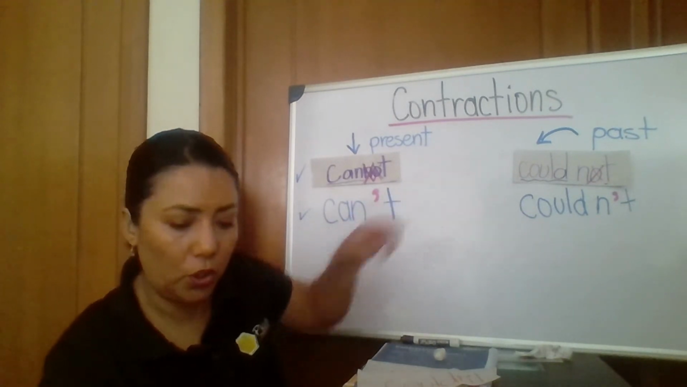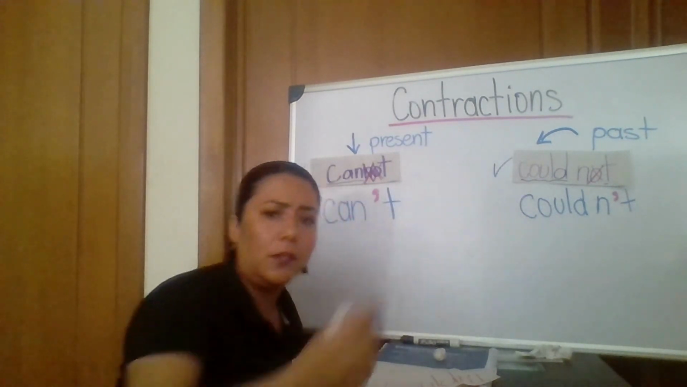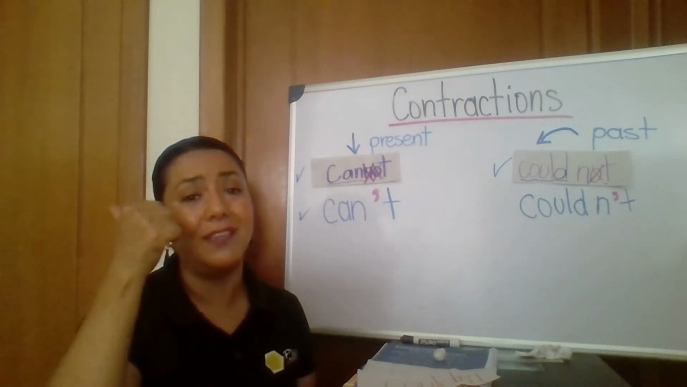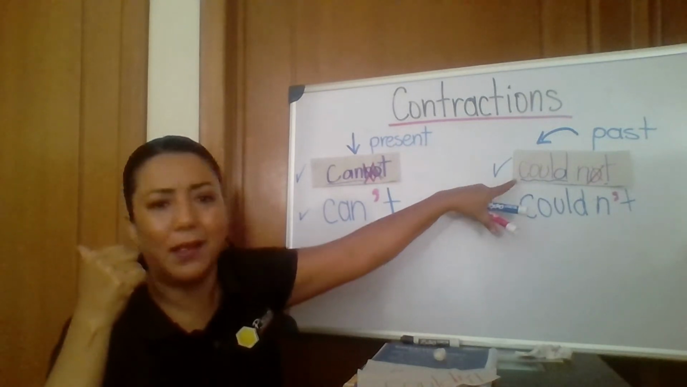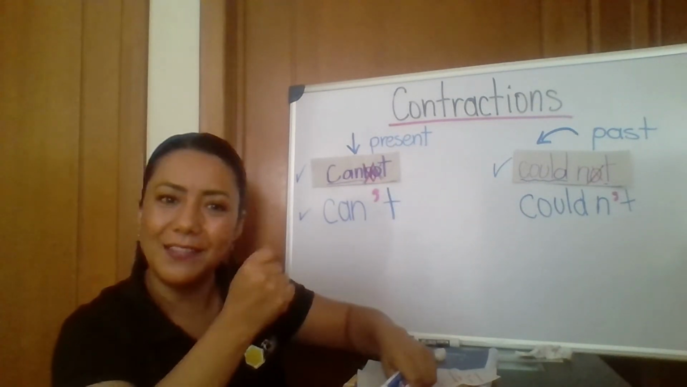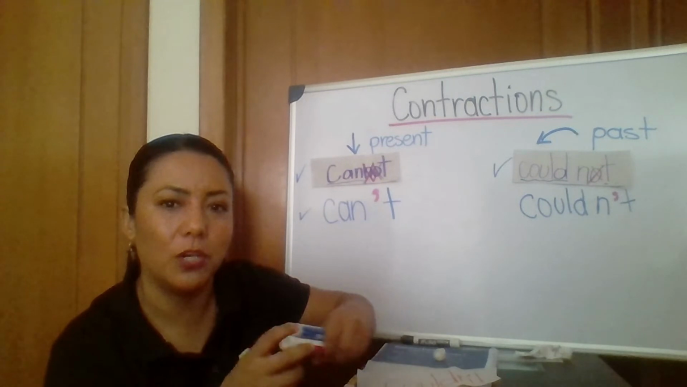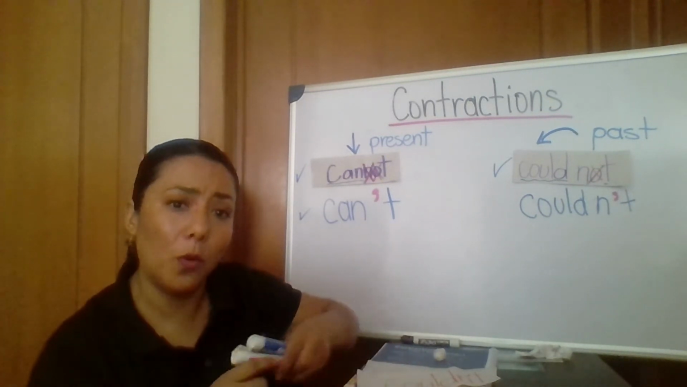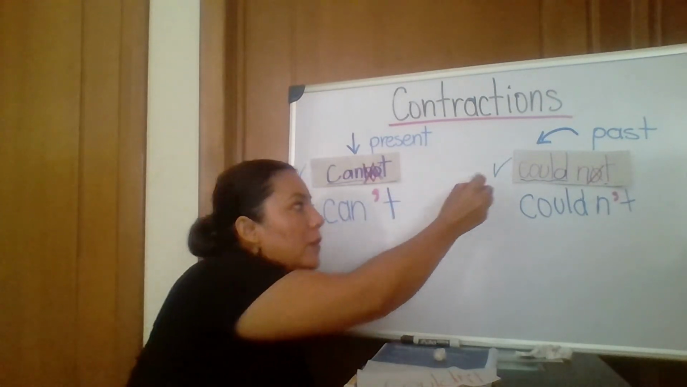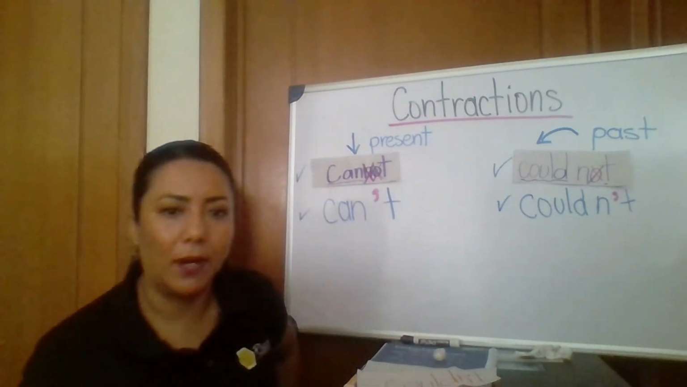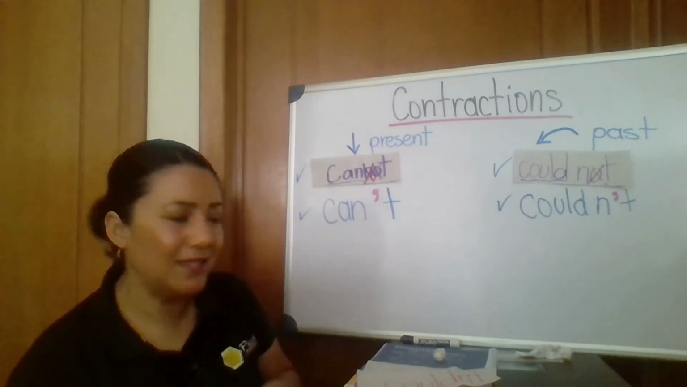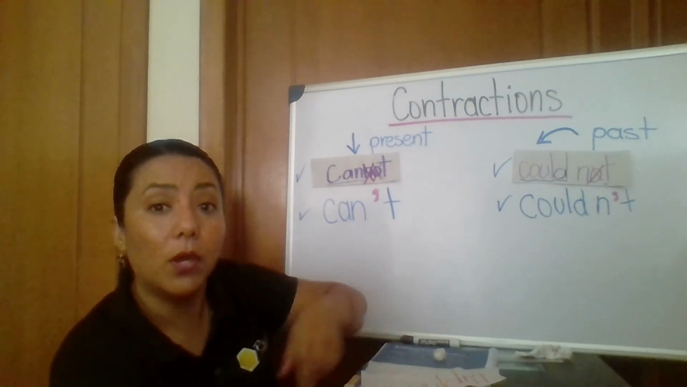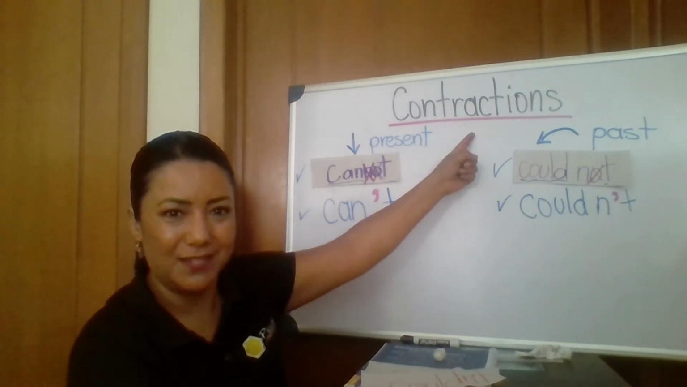Is this correct to use? Yeah, it is okay. Teacher, I could not finish my homework yesterday. That's correct. But if you want to go faster, use a contraction. Teacher, yesterday I couldn't finish my homework. So, this is correct. The only difference is this and this help you go faster, and we call them contractions.